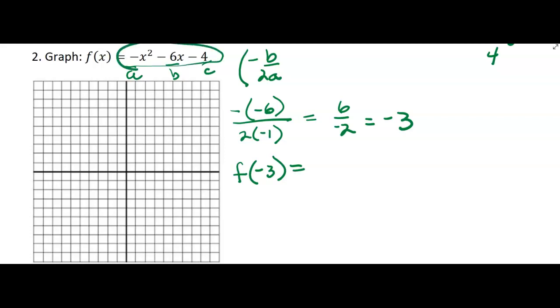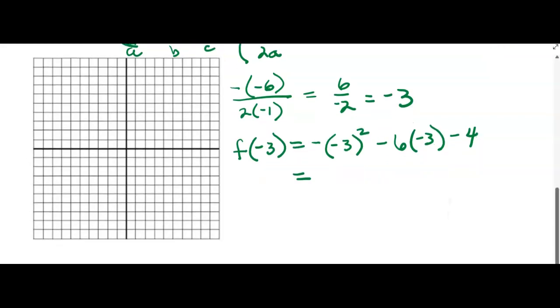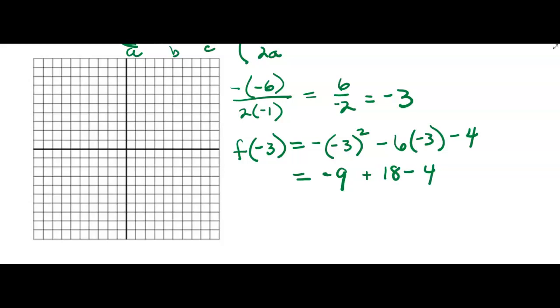You actually could even use synthetic division if you really wanted to be tricky. Or maybe you love synthetic division, and that would work as well, because we have that rule. But let's say you forgot that or you didn't think of it, and you just put in negative 3 for x. So negative 3 squared is 9, but there's a negative in front of that, so it's going to be negative 9. Negative 9, then plus 18, minus 4. So what's that? 9 minus 4, which is 5. Okay, so our vertex is at negative 3, 5.